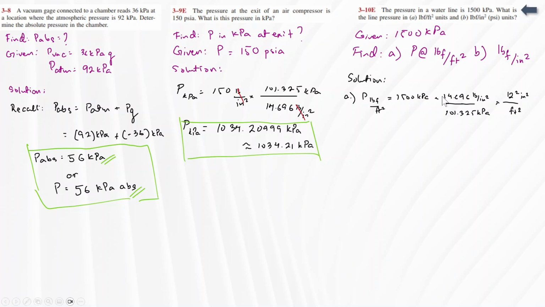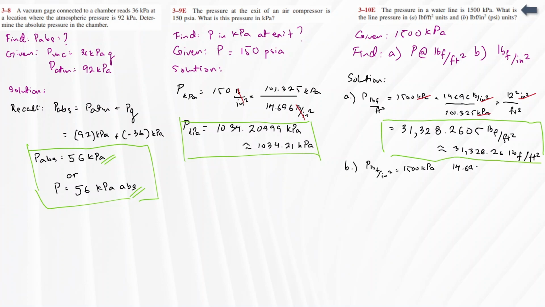I know that our atmospheric conditions are 101.325 kilopascal, that's 14.696 psi. And then I just converted that inch to feet squared. And we will get 31,328 squared.